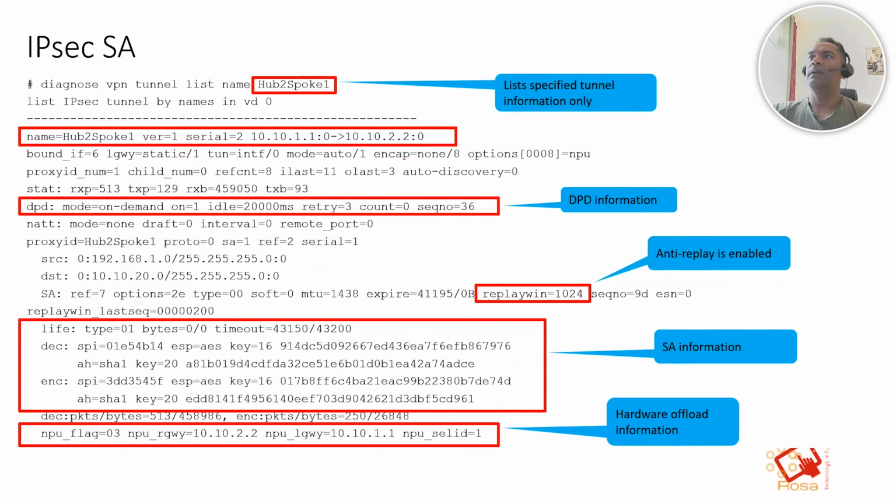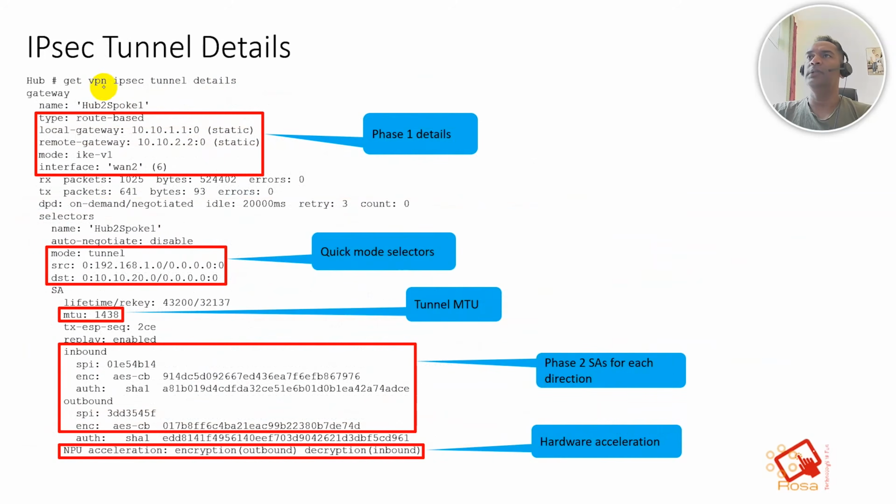Now you can also use get vpn ipsec tunnel details, which shows the phase 1 details, local gateway, remote gateway, IKE mode, the interface on which it's listening, the RX and TX packets, and whether you are getting any errors in the tunnel during the transmission. It also shows the selectors, the MTU of the interface, the IPsec interface, the phase 2 SA, and the hardware acceleration.